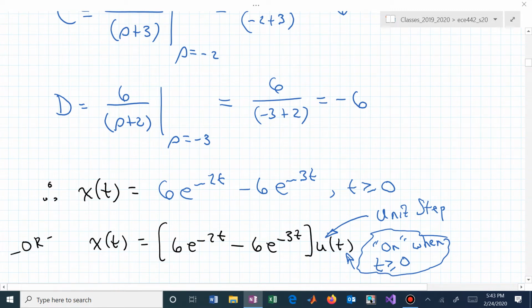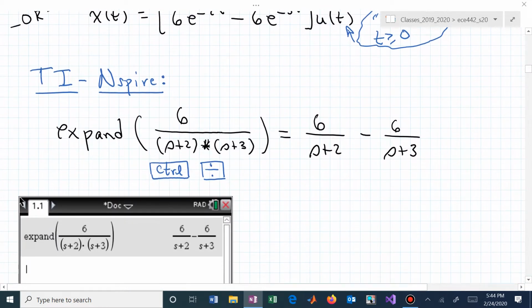That allows you now to write it without having to say comma t greater than or equal to 0. And it might be cleaner when we start talking about double-sided things to be able to switch different pieces of the expression off and on for different ranges on our index, in this case t.